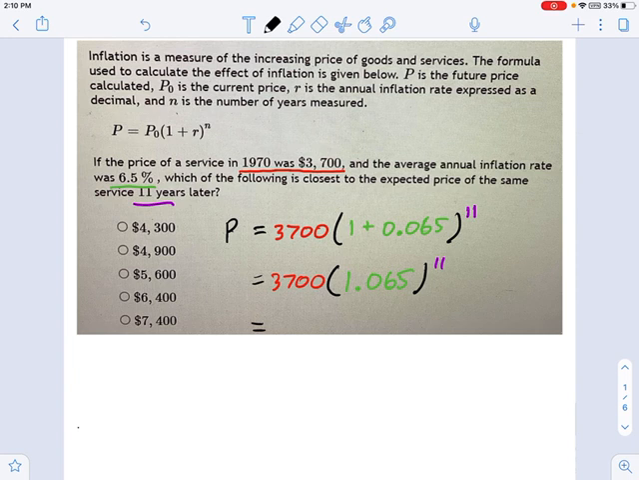What do we have here? Okay, $7,397. That's how much the price has risen. So as you look over this list, they're all bigger than 3,700. In that sense, they're all plausible, but it looks like the price has gone up quite a bit. That's a high inflation rate. So here we are at $7,400.